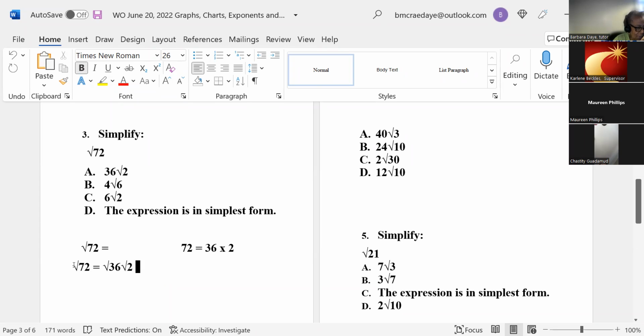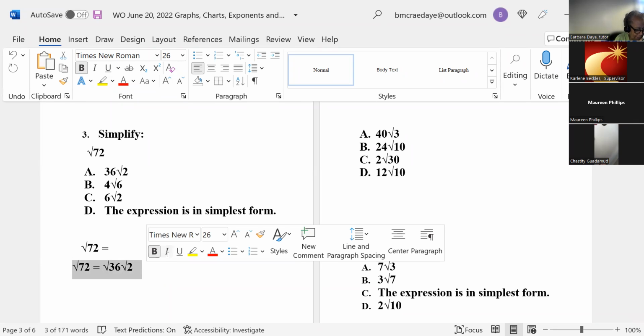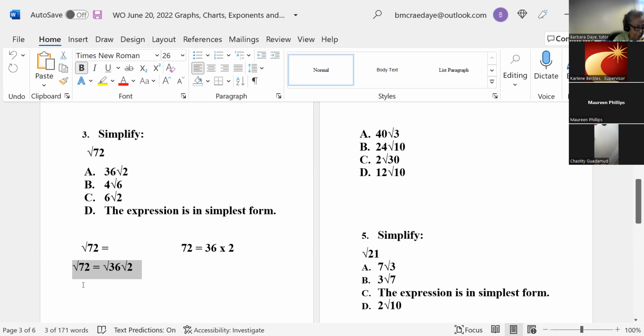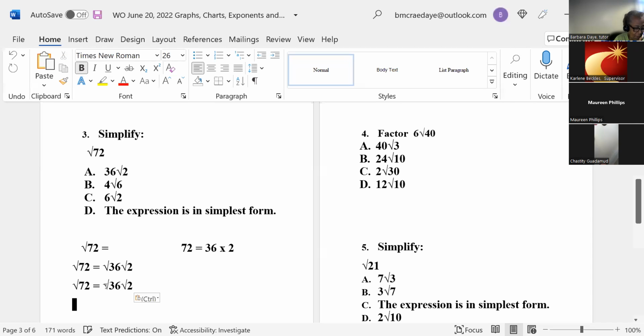Now, 6 and 2. That's right, Maureen. Then you get square root of 36, perfect square root, right? So let's just put that here. And that would just be the 6. So we just take that out. Take out the radical symbol. So now that's our answer. 6 times the square root of 2. And that's answer what, Maureen? C. Answer C. And you had that one correct.